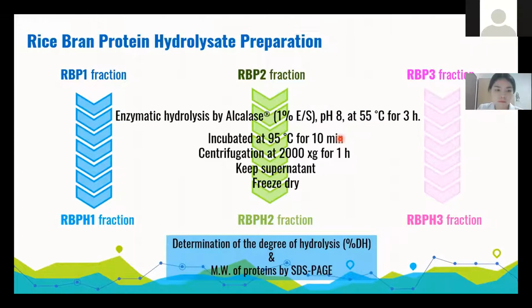The hydrolysis was performed at 55 degrees Celsius for 3 hours. Then the enzyme was inactivated by heating at 95 degrees Celsius for 10 minutes. The suspension was centrifuged at 2000 g and the supernatant kept as rice bran protein hydrolysate, RBPH1, RBPH2, and RBPH3. The fractions were determined for the degree of hydrolysis percentage and molecular weight of protein by SDS-PAGE.